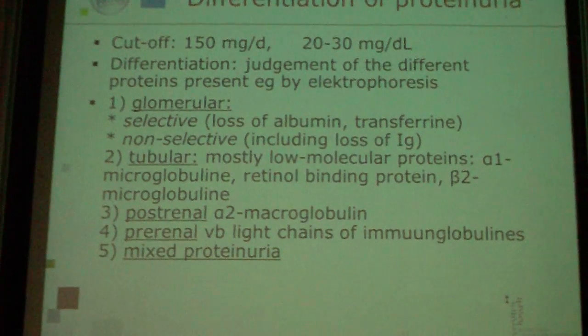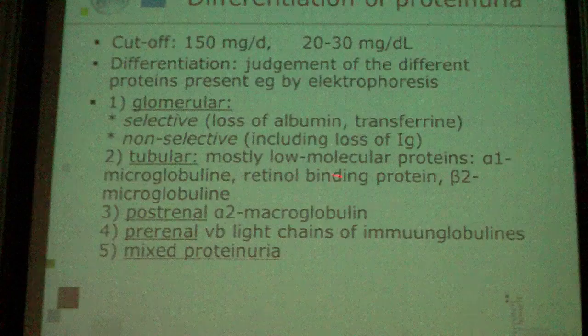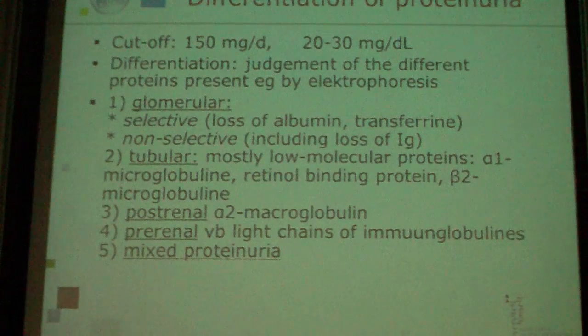This is a very large protein. Even in large damage of the glomerulus, it won't be shed in the urine by the glomerulus itself. It's too large, it won't go through. And if you find this alpha-2 microglobulin in urine, then you know that the proteinuria is of post-renal origin and not from the kidney itself.